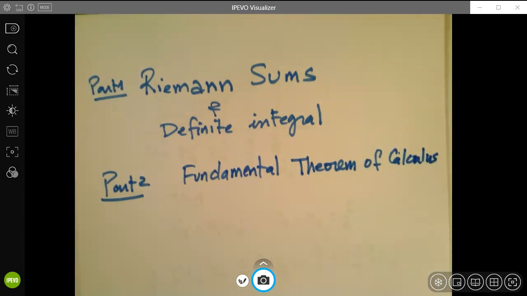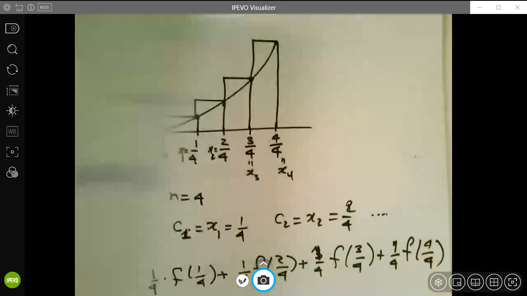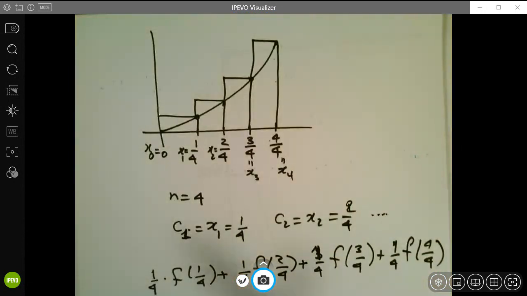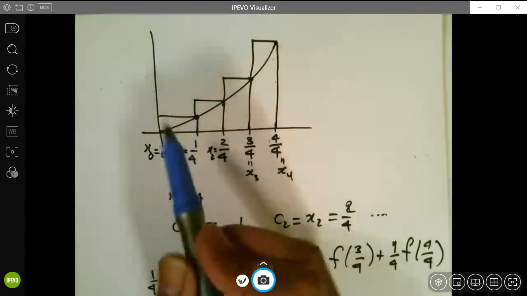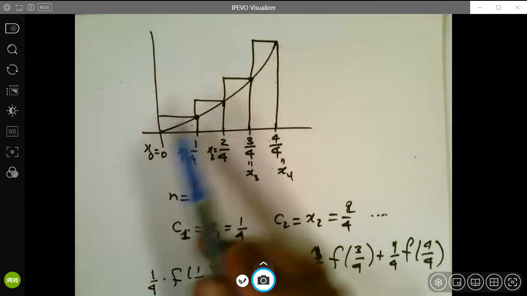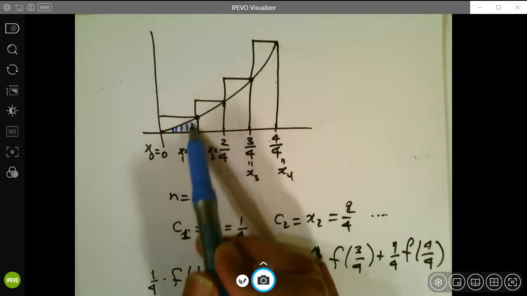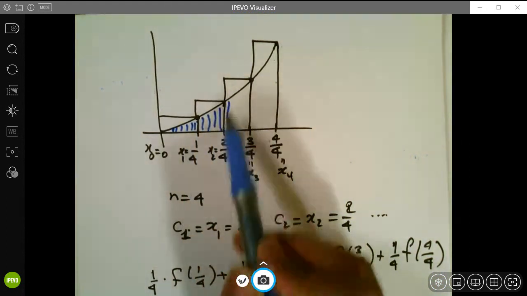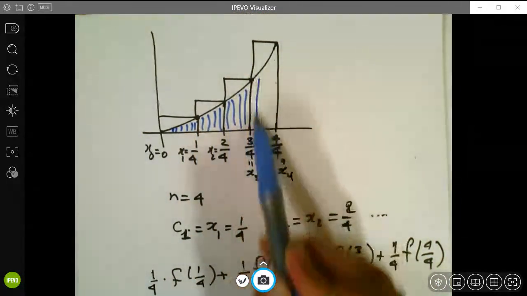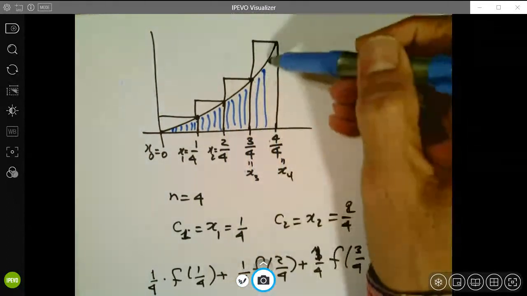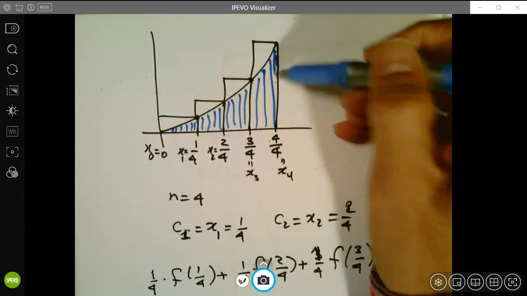Okay, let me just review how we define Riemann sums. The idea of Riemann sums is to come to an approximation of the surface area under a curve. Basically, this surface area, as you can see, this one, see? That's the exact surface area under the curve.